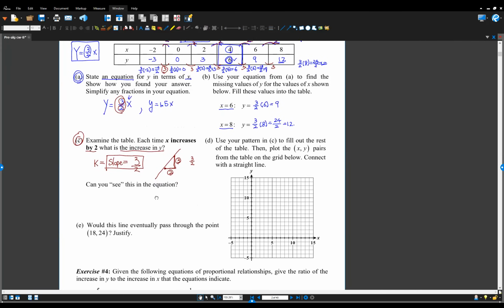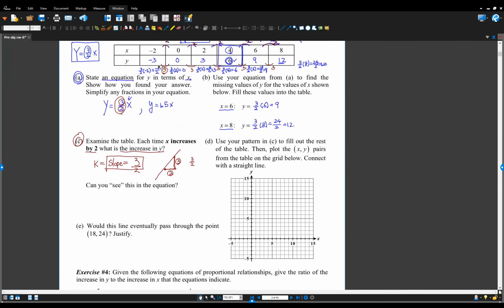Okay, using the table here. When x equals 0, y is 0. The graph will start from this point. That's a starting point. Everybody follow me, right? Where's the next point?